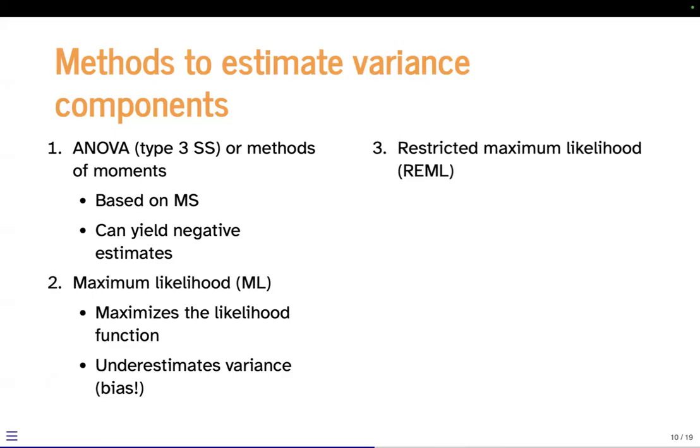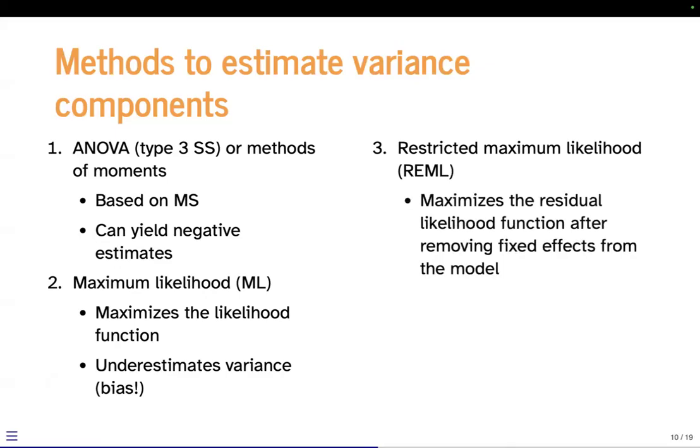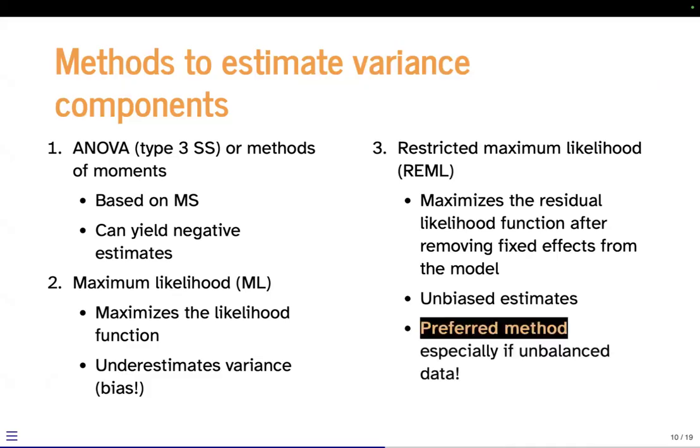And then the third method is restricted maximum likelihood, or REML. This is the method that lmer, the function we're going to be using, uses by default, and it is the recommended method to estimate the variance components coming from the random effects. It maximizes the residual likelihood function after removing the fixed effects from the model. So it takes into account fixed effects first, and then calculates the variance components of the random effects. By doing that, it produces unbiased estimates, and therefore it is our preferred method, especially if you have unbalanced data. So this is the key to keep in mind as well.